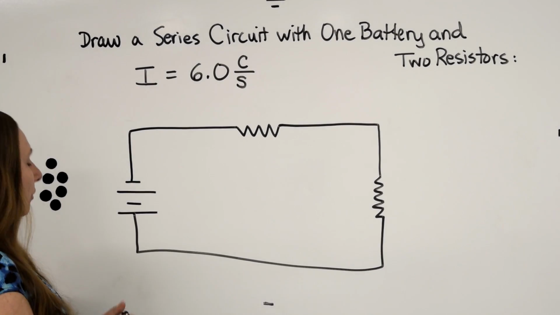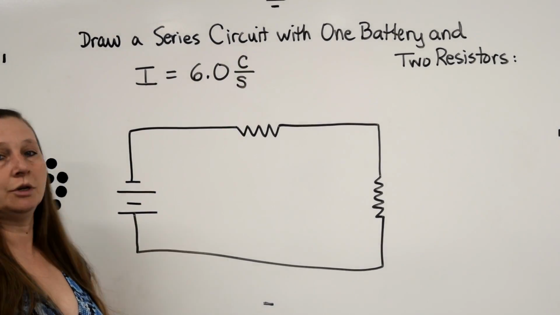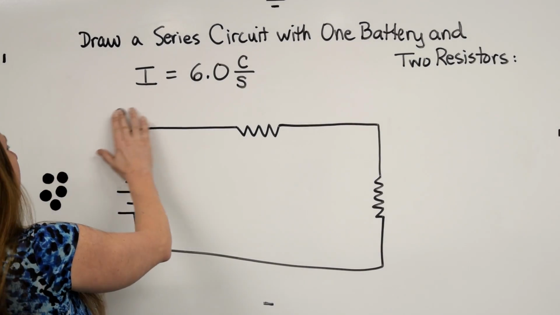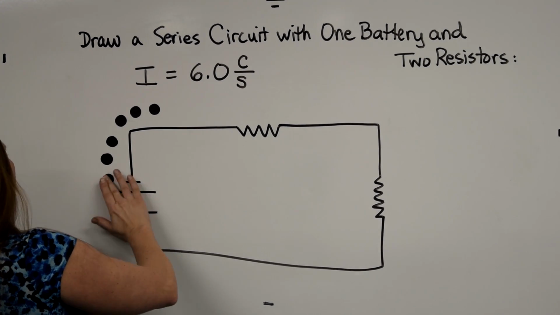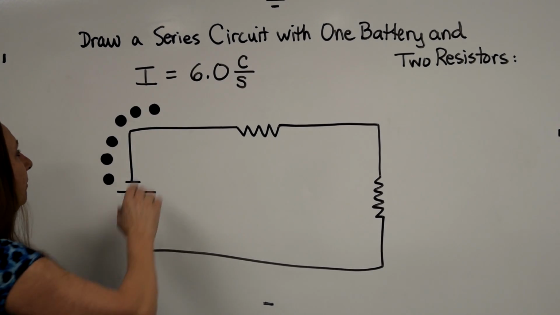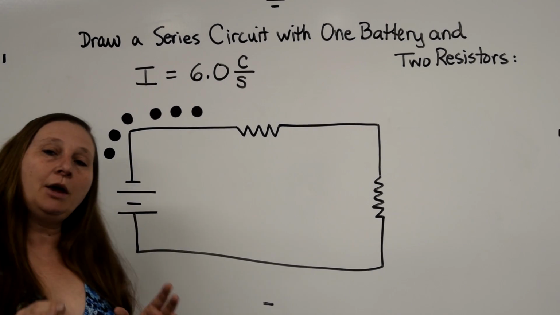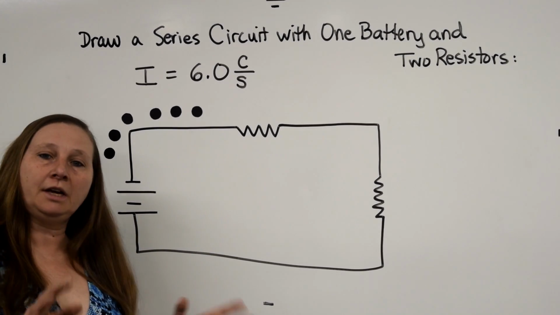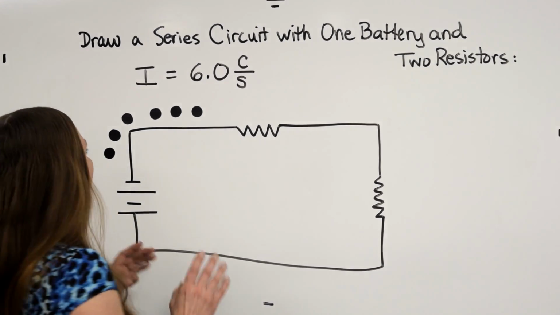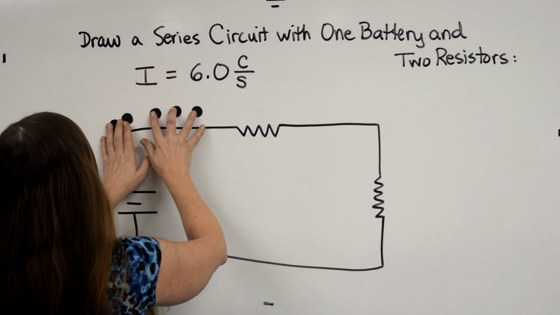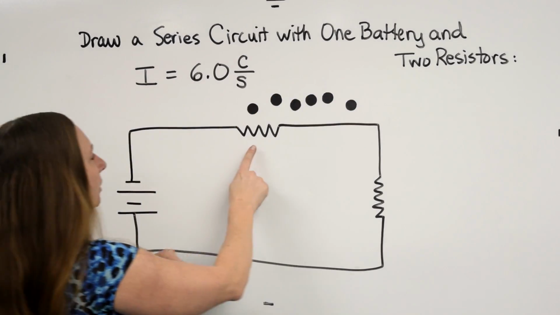Now, this circuit is going to have a current of 6 coulombs per second. So I'm going to take 6 coulombs, 1, 2, 3, 4, 5, 6. They're coming out of the battery, and here they go, 1, 2, 3, 4, 5, 6. The only thing I want you to get out of this, because I'm not going to get really complicated with the circuit right now, is to see the current, 6 coulombs, going through this resistor.